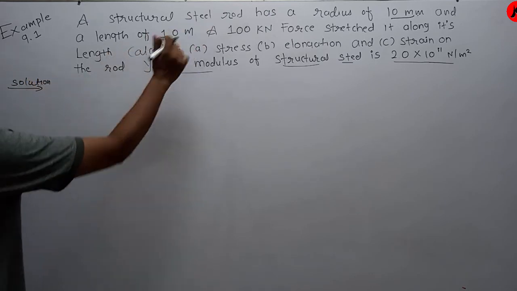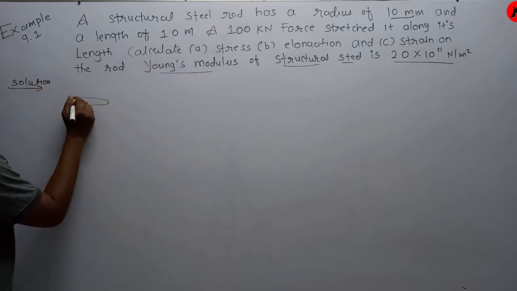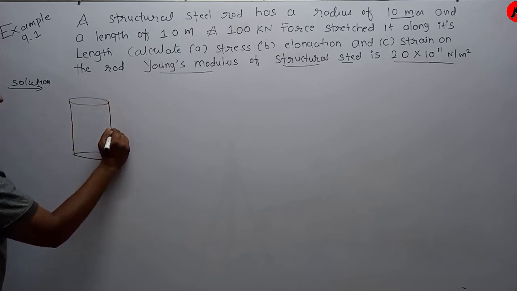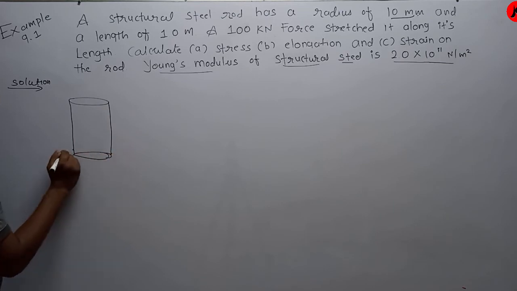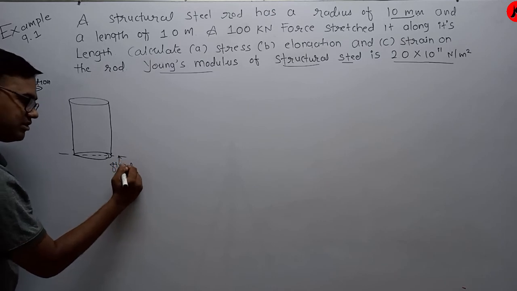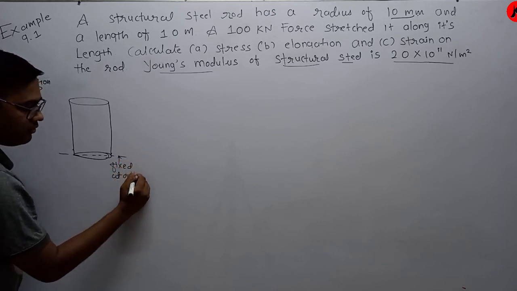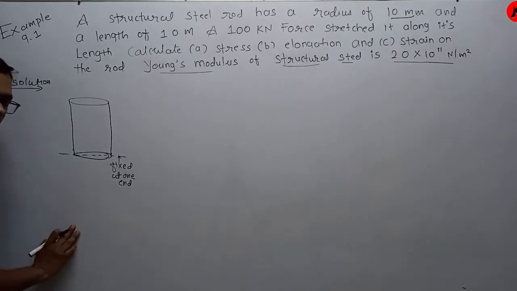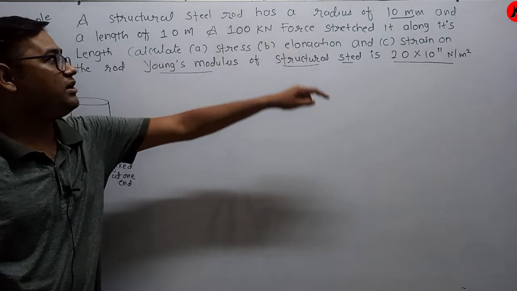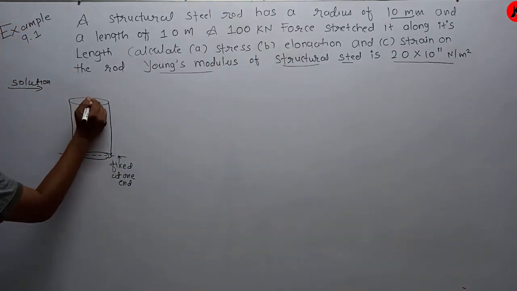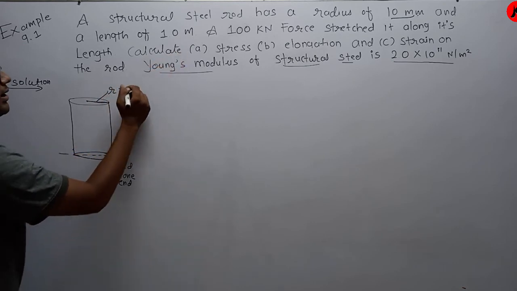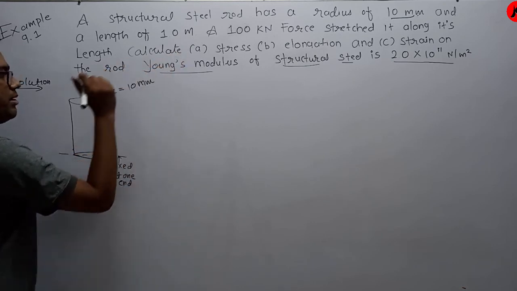So first of all, what do we have? Here we have a steel rod. So let's draw the steel rod first. This is one steel rod, which is clamped at one end, meaning it is fixed at one end. And here we have the radius of the steel rod, which is r equal to 10 mm, right?